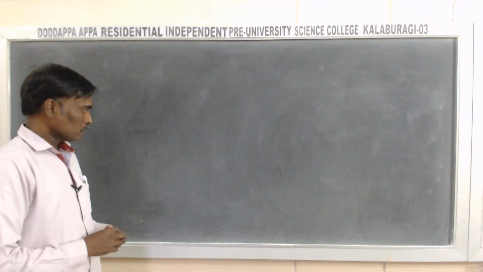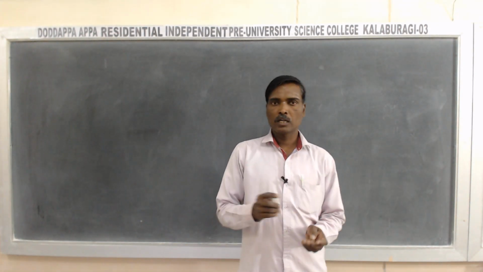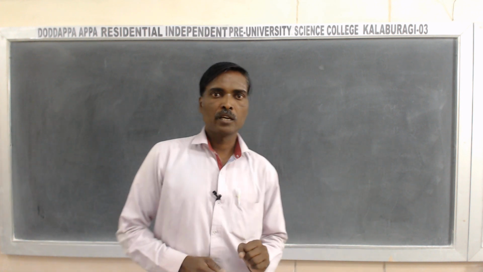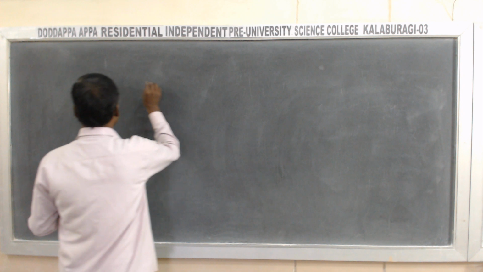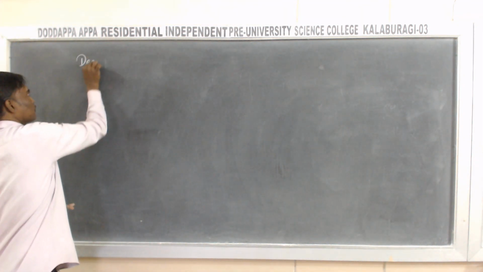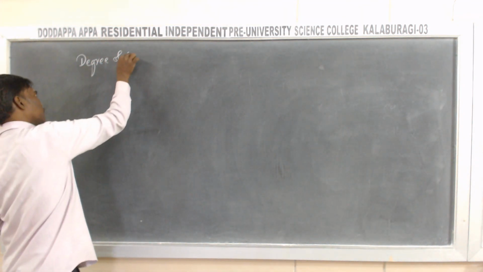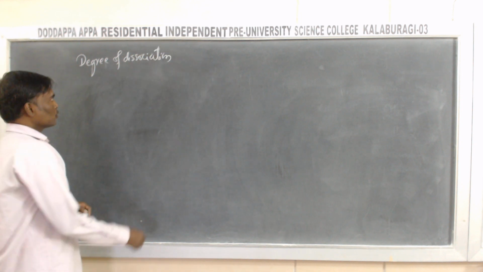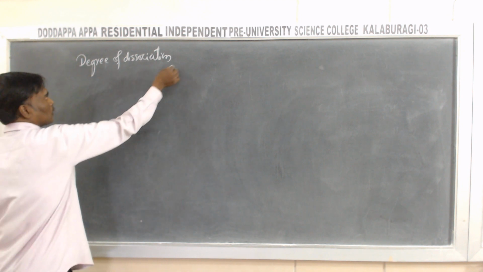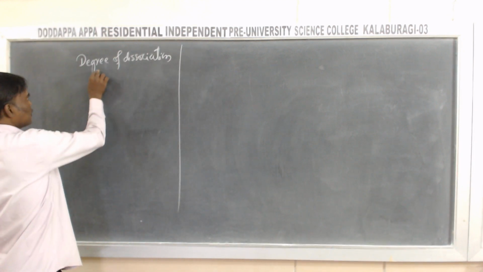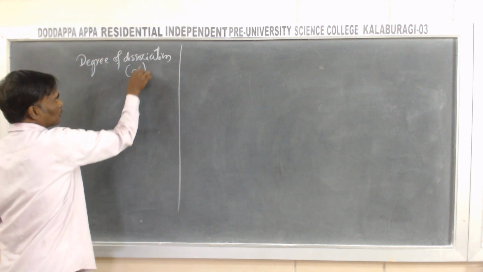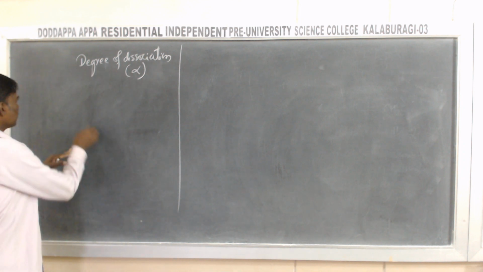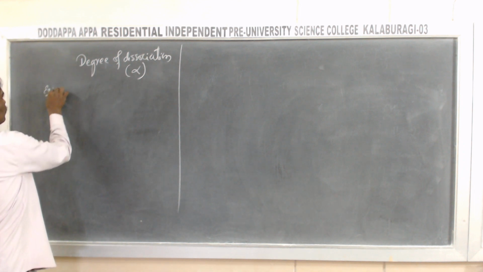In my last video also, I just initiated how to calculate the degree of dissociation, but due to some technical problem, it stopped there. But now let me go with the degree of dissociation of weak electrolytes. The degree of dissociation we symbolically represent as alpha. Let me consider a general equation.